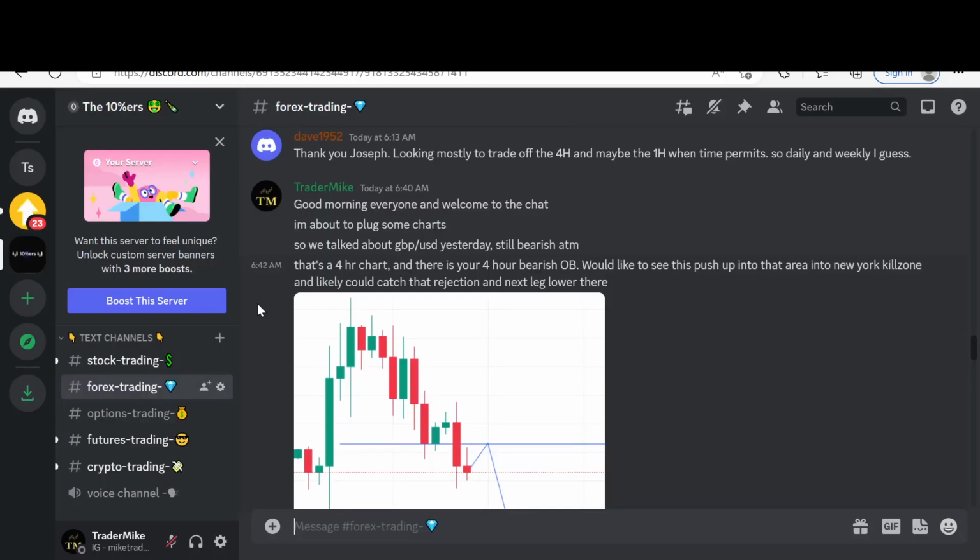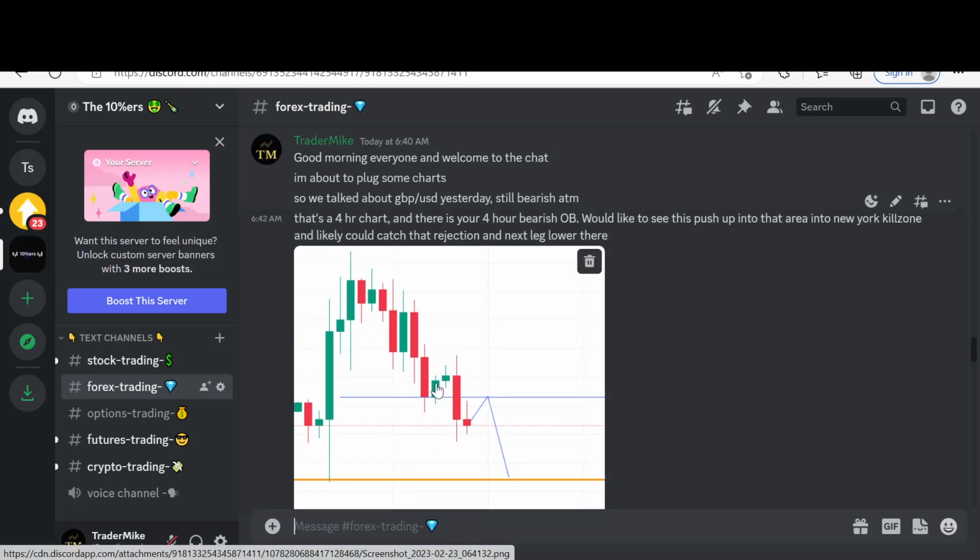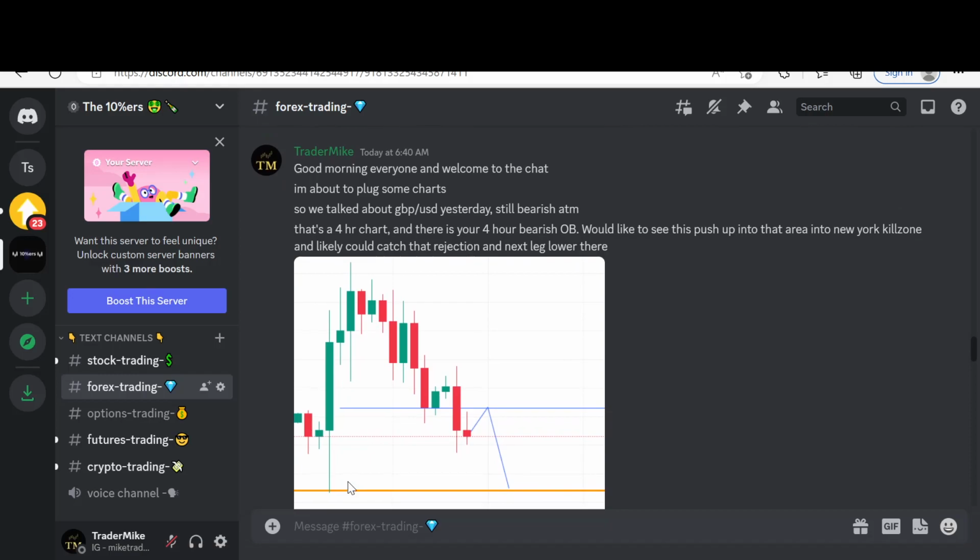All right, so now we're going to go over this GBP USD. This one just played out beautifully. So we talked about GBP USD yesterday, still bearish at the moment. That's a 4 hour chart, and there's your 4 hour bearish order block on that chart I posted. I indicated that I think it's going to pop up into that level and then sell off and tag this daily sell side liquidity.